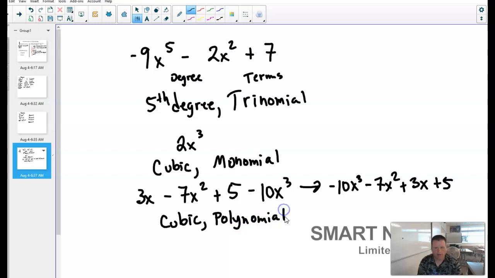Okay, so put it in standard form first. That's a good thing, and it's just rearranging it from highest to lowest is what we're looking for. Okay? All right. This has been your math moment with Mummy.